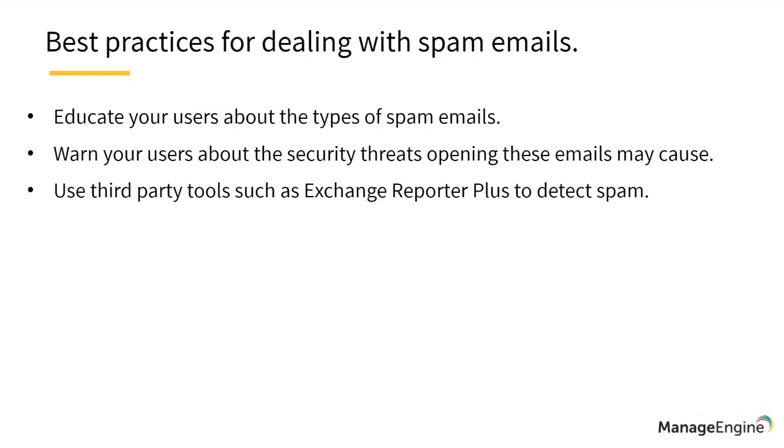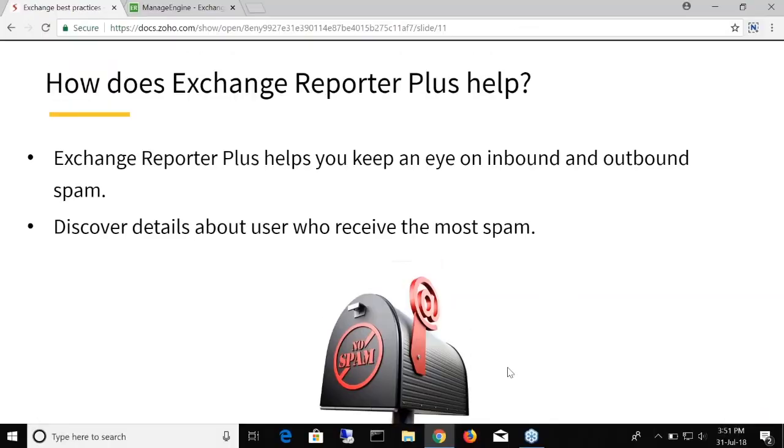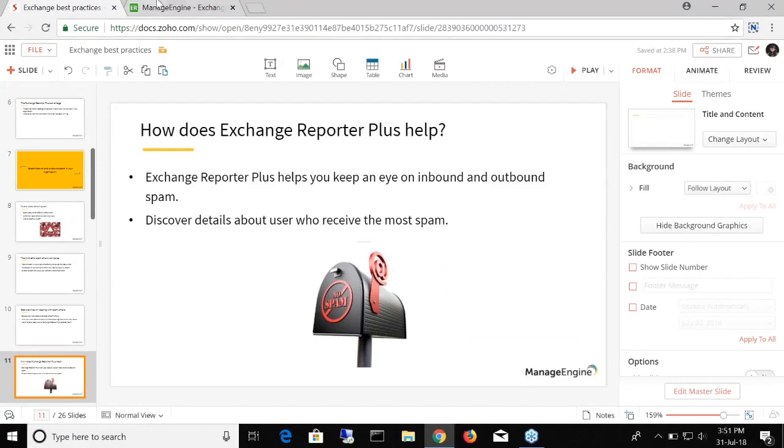And you can also use third-party tools such as Exchange Reporter Plus, which help you detect spam very easily in your organization. Exchange Reporter Plus actually helps you keep an eye on both inbound and outbound spam in your organization. You can get details about users who receive the most spam and what kind of spam emails are being sent and received, when they were sent or received, and so on.